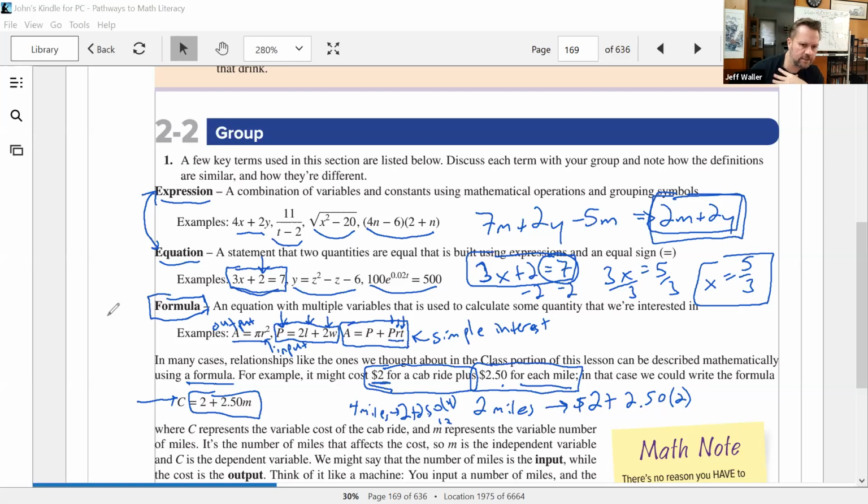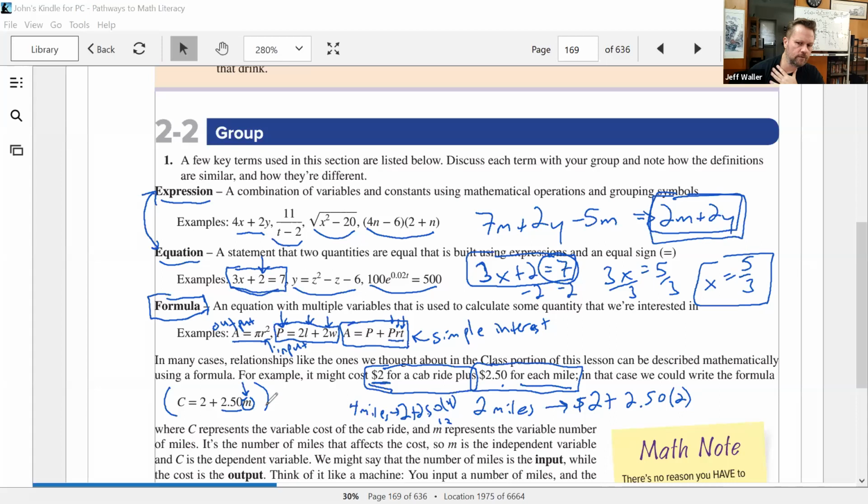This is the general formula for that cab. This is for that specific cab. If I know how many miles I've gone, I'm going to multiply it by 2.50, and I'm going to add the base $2. So that gives me a way to calculate very quickly, well, what if I change the number of miles? I just got to put that in for M. So what's my input?